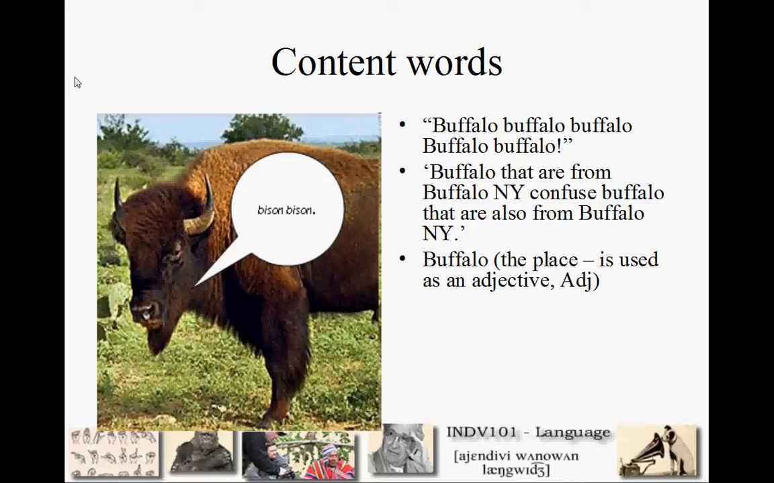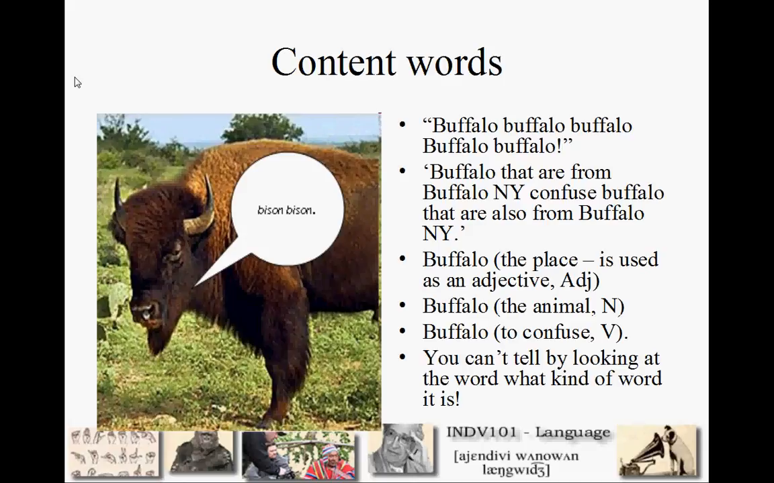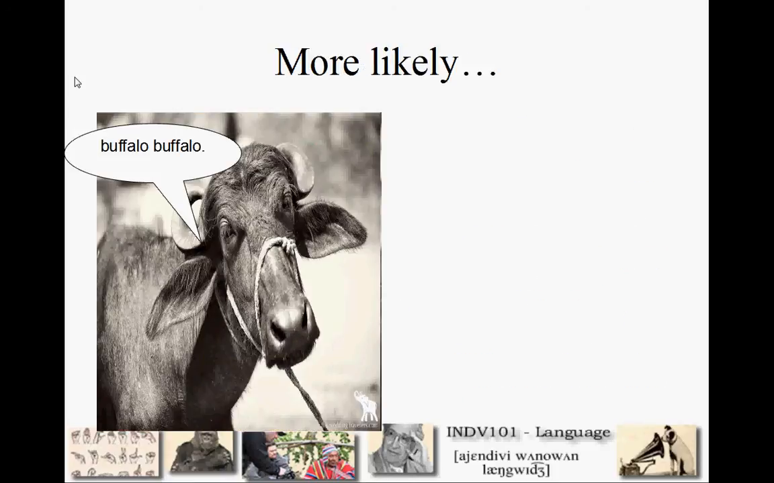So buffalo here is being used in three ways. It's being used as a place adjective. Places can also be nouns, but in this case it's modifying the kind of buffalo. It's like Tucson buffalo, but this is Buffalo buffalo. It's also being used as a noun to signify the animal, and also as a verb meaning to confuse. So this example shows us that you can't tell just by looking at the word what kind of word it is. This is one of the problems with content words.